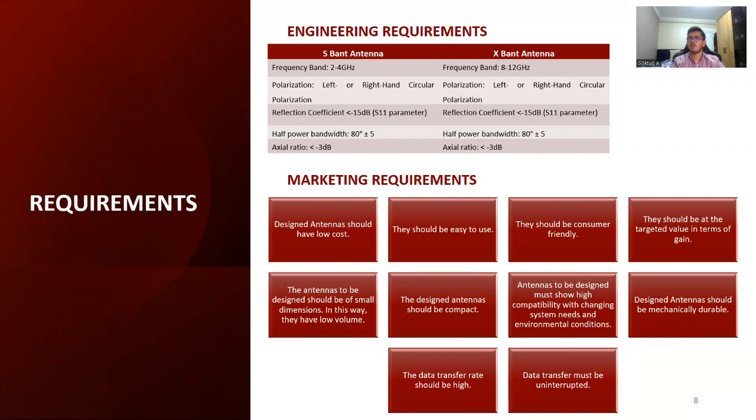I would like to talk about marketing requirements briefly. Designed antennas should have low cost, should be compact, should have the targeted value in terms of gain, should be consumer friendly, and antennas to be designed must have high compatibility with changing system needs and environmental conditions. The data transfer rate should be high. Data transfer must be uninterrupted. Designed antennas should be mechanically durable.